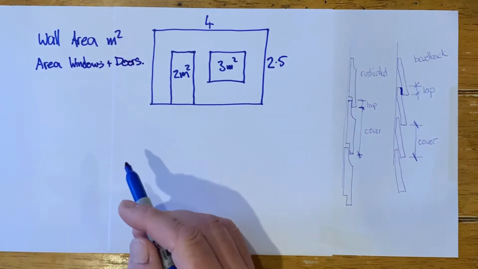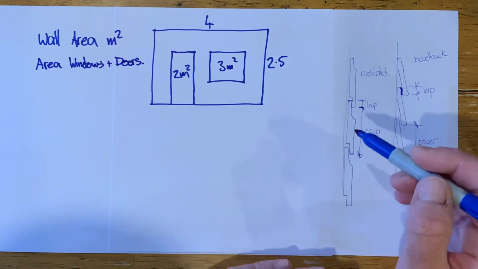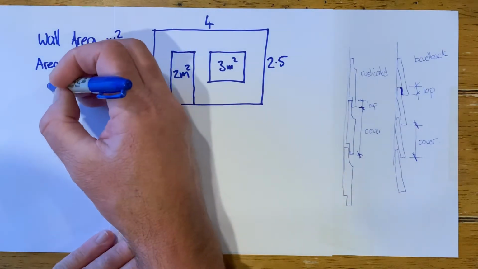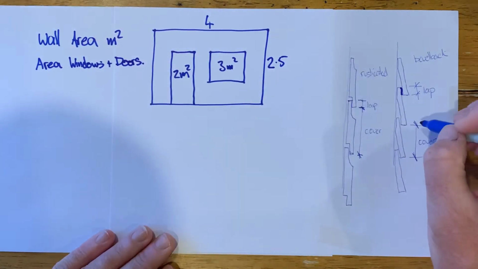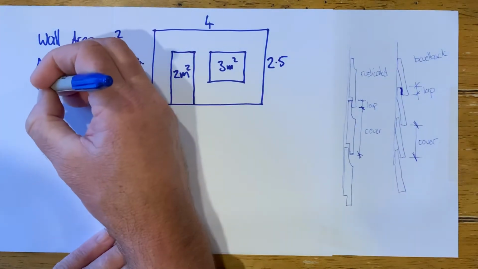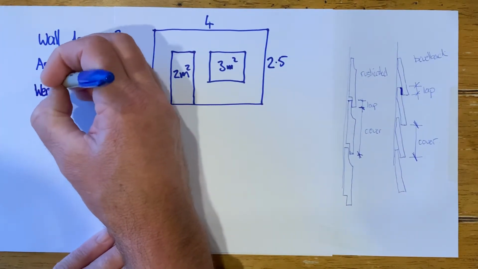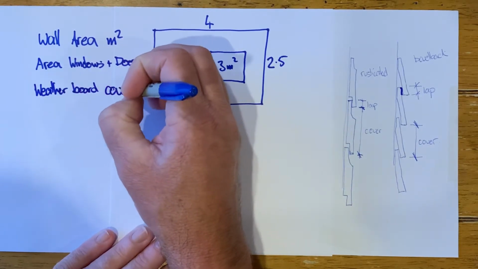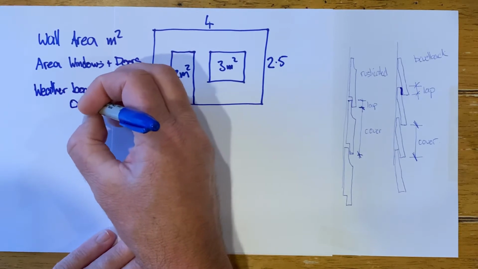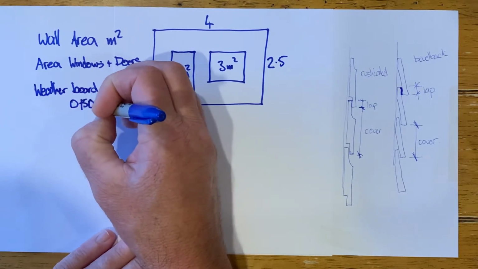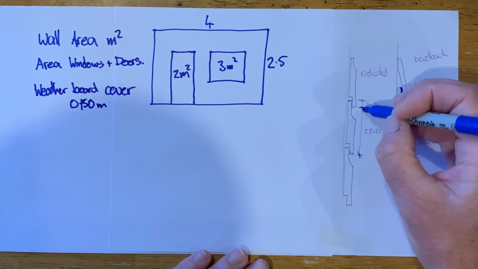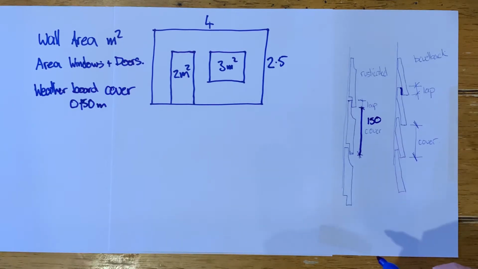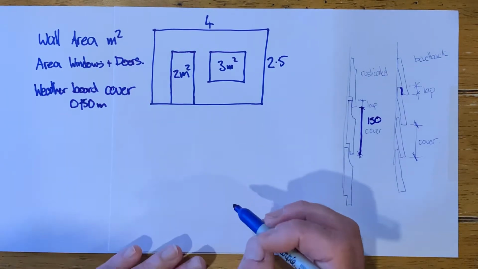And then the other thing you need to know is how big your weatherboard is, because they do come in various sizes. For this one, I'll give you a size. The weatherboard has something called the cover, so how much wall they actually cover. We'll make the weatherboard cover 150 millimeters. So that means that from there to there, we'll say that one is 150. All right.